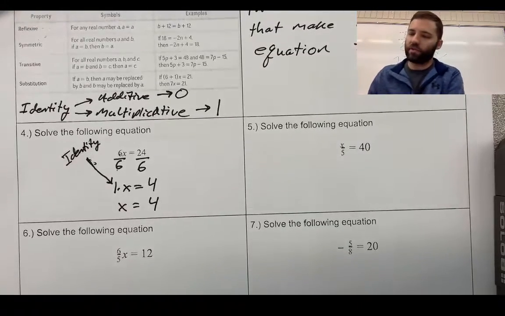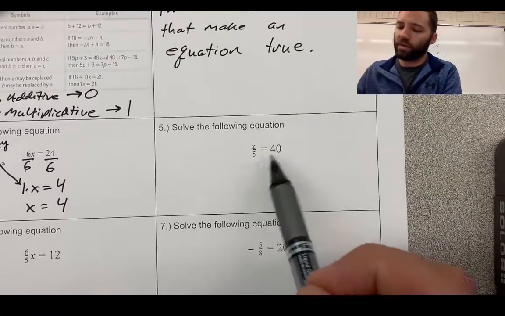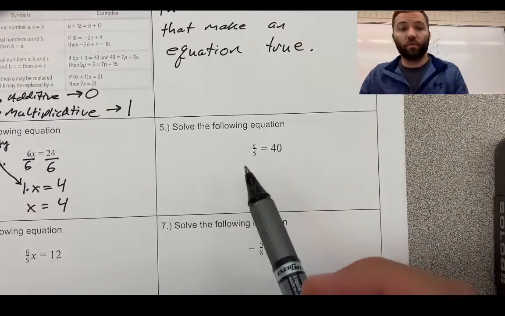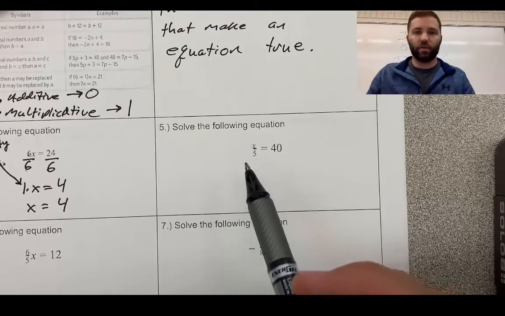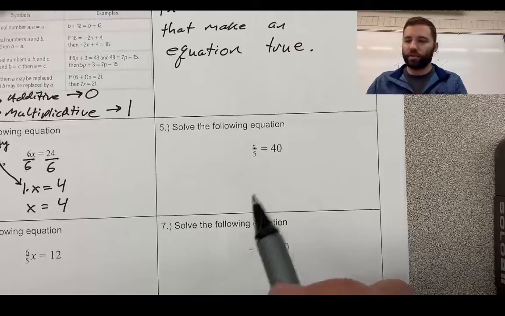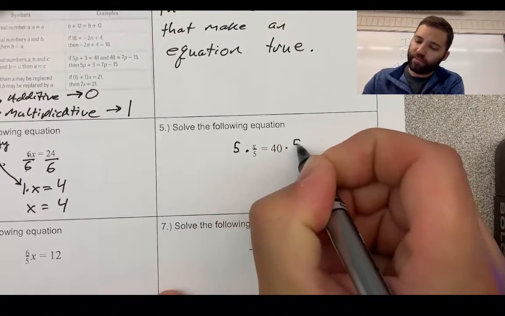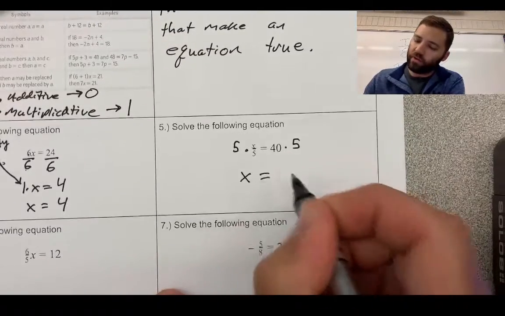All right, let's go over here to number 5. On number 5, we want to solve x over 5 equals 40. Again, we're asking what number divided by 5 gives us 40. You could probably figure out that it's going to be 200 without doing much math, but we can do it systematically as well. So we multiply both sides by 5. I get x equals 200.